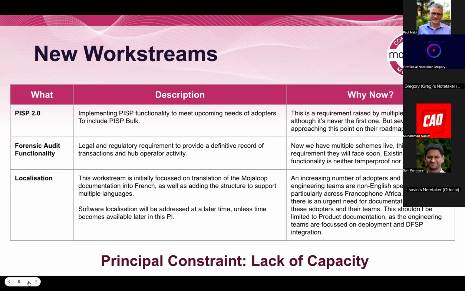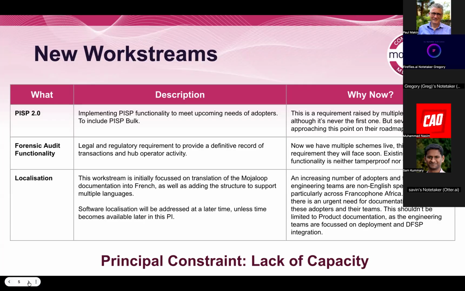And localization, a work stream that we kicked off just this week. It's initially focused on translation of the Mojaloop documentation into French, but it's also adding structure to support multiple languages. And in an unexpected development yesterday, somebody in that work stream demonstrated some of our documentation in Portuguese. So it's no longer just English. There is French documentation coming very soon, and if anyone wants to complete the translation into Portuguese, they'd be most welcome, because that is another requirement that we've heard.